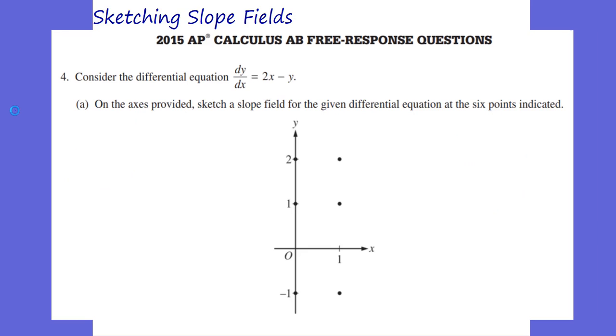Okay, let's go through one more example. It's really easy. Here's the 2015 exam. The slope is equal to 2x minus y. And these are the 6 points they want us to generate.